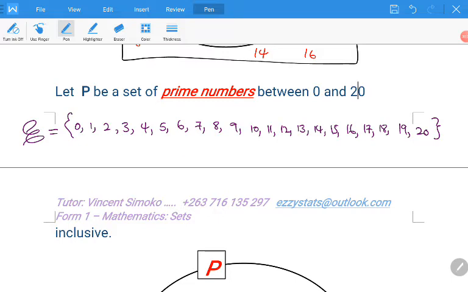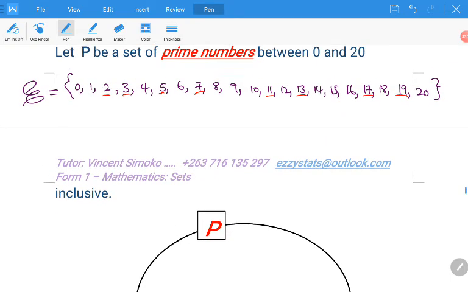So 0 is out. So we have 2. 2 is only divisible by 2 and 1. So 2 is a prime number. 3 is a prime number. 4 is not a prime number. 5 is a prime number. 7 is a prime number. 11 is a prime number. 13 is a prime number. 17 is a prime number. And 19 is a prime number.